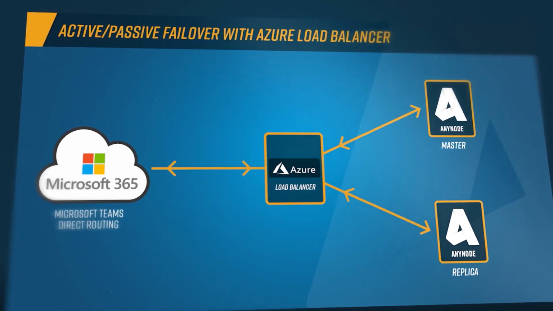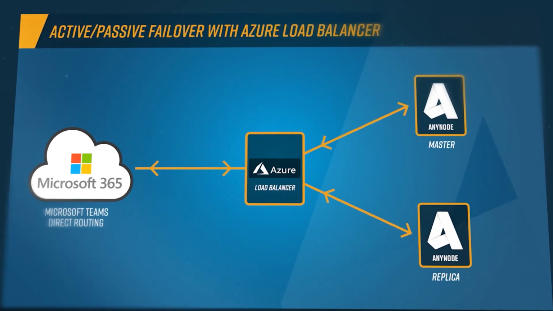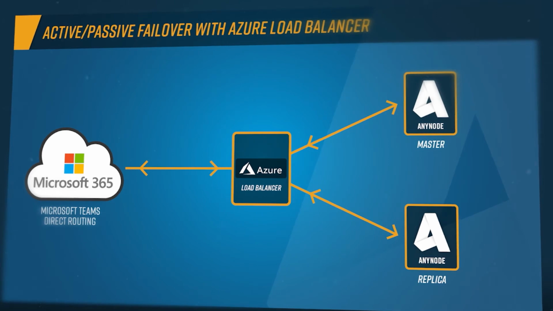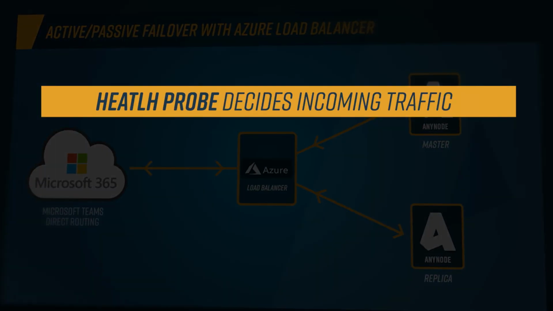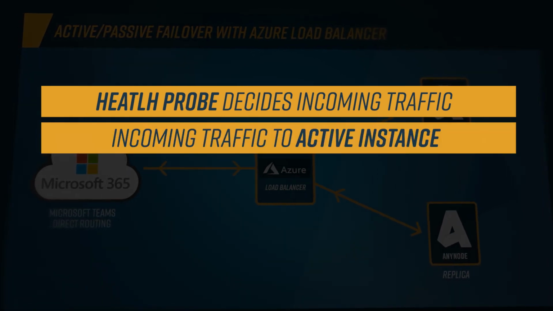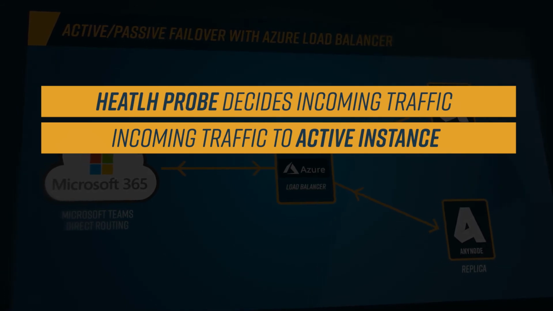In the normal operating state, the load balancer distributes the incoming traffic to both instances, provided that both anynode instances are operational and respond to the health probe on port 5067 TCP. If the health probe fails on either instance, the load balancer forwards the incoming traffic to the remaining active instance if an active passive system is set up with the anynode instances.